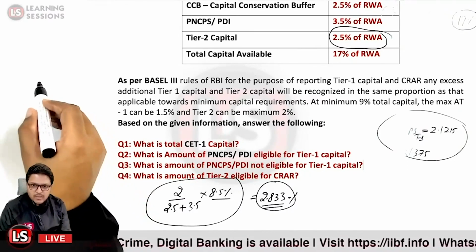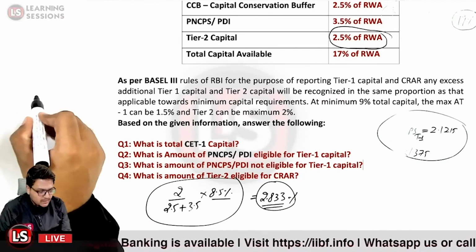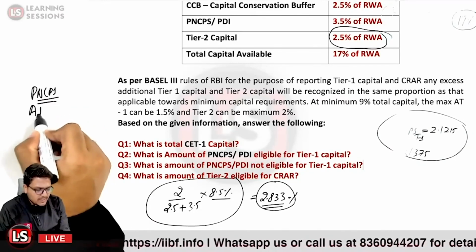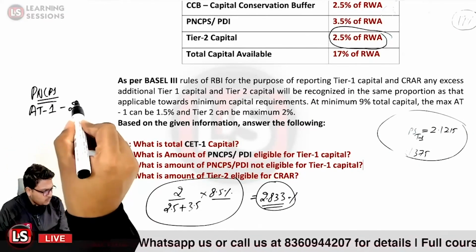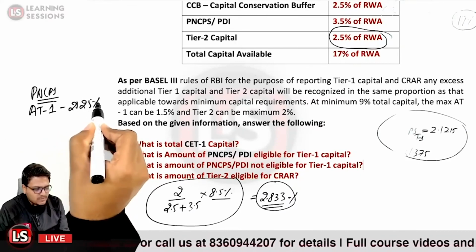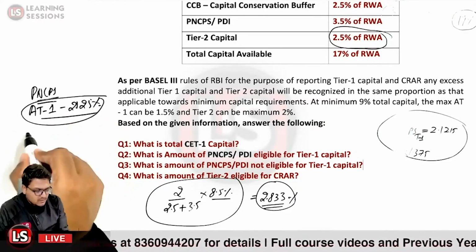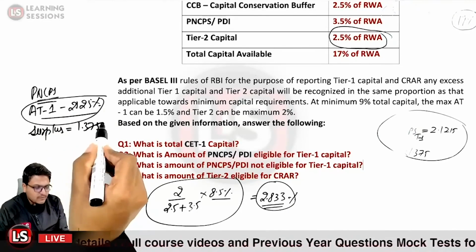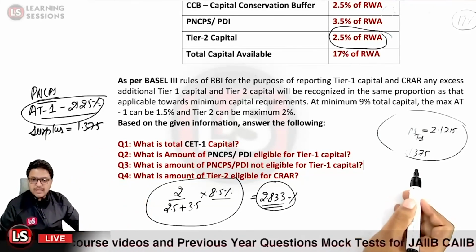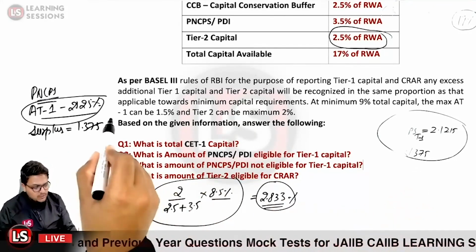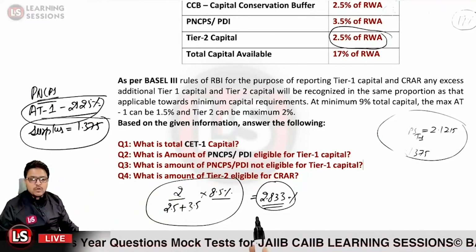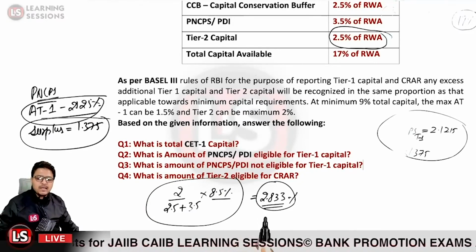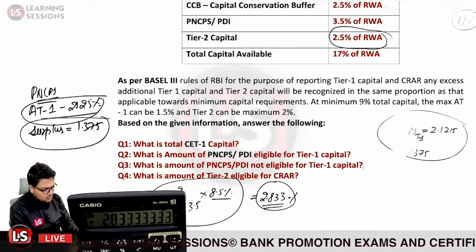We have already calculated that the PNCPS component eligible for additional Tier 1 is 2.125%, out of 3.5%. And the surplus from the PNCPS was 1.375, which we have already calculated. I just wrote it over there, that is 1.375. Now out of this 1.375, the component which is going to be used in the Tier 2 capital would be basically 2.833 minus 2%.